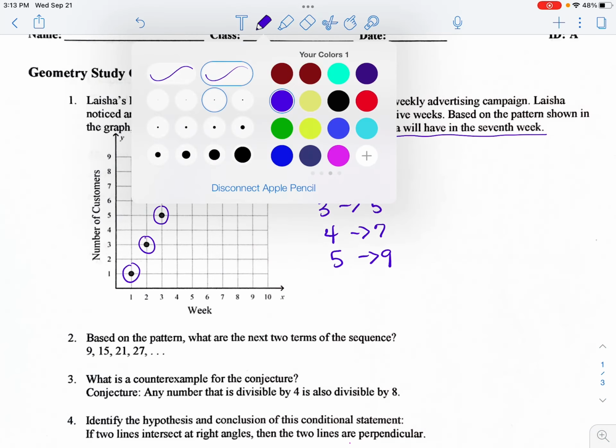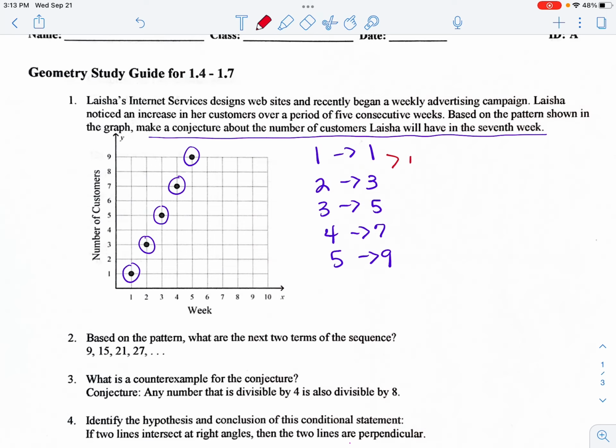So we can see here the pattern is it's increasing by 2 each week. So for the 6th week, we know she will have 11 customers. And the 7th week, she would have 13 customers. So the answer is 13 customers.